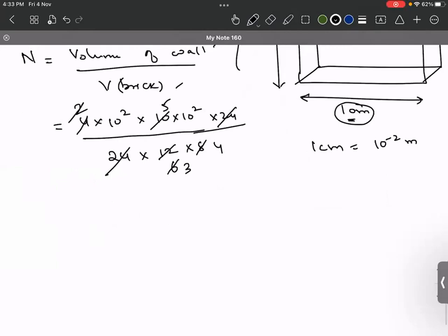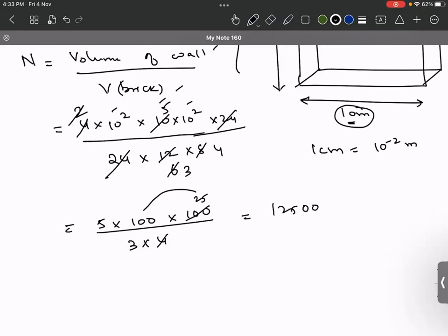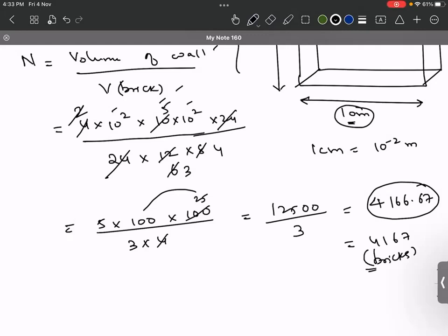So if you observe, 5 into 100 into 100 divided by 3 into 4. This will cancel 25 times. So 25 into 100, 25 into 5 is 125. So 12500 divided by 3. How much is it going to give us? 4166.67. So for you to have this 0.67, you need 4167 bricks minimum. So these are the number of bricks that are required. Am I right?